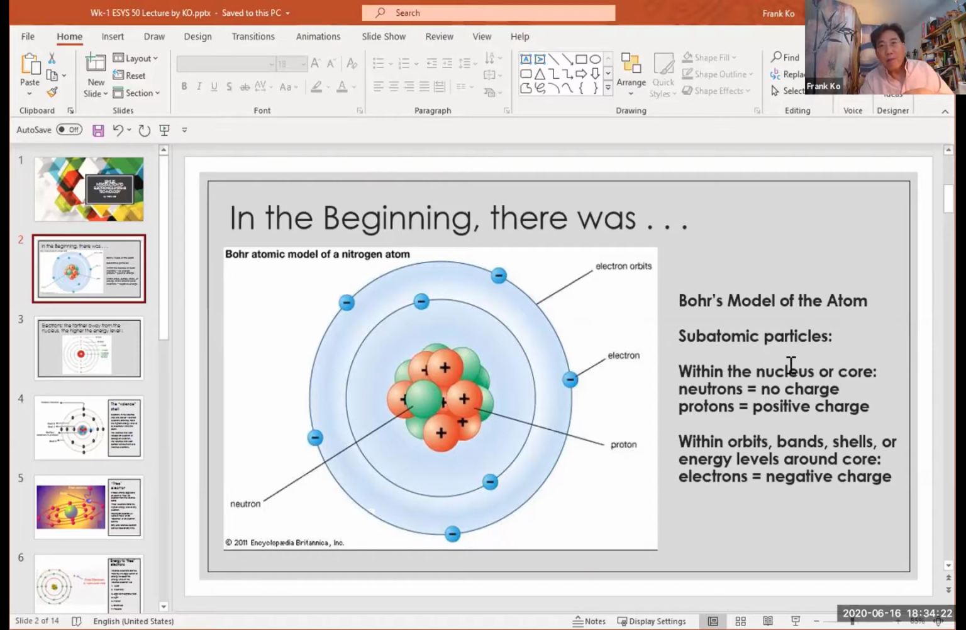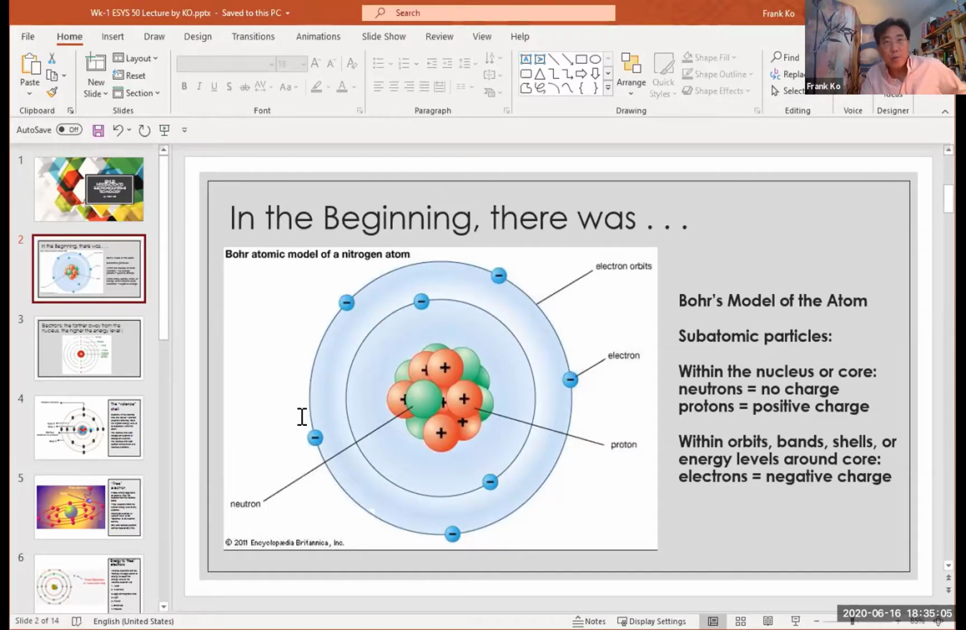The neutrons have no charge, and the protons have a positive charge. The electrons have a negative charge. Now, the electrons don't exist in the nucleus. The electrons exist around the nucleus, and they exist in what are known as bands, shells, or orbits, or electron energy levels. So as we look at this, we can see green and red for the neutrons and protons, and you see the little pluses for the protons, meaning they're positively charged. They exist in the nucleus. Around the nucleus happens to be these rings, and within the rings happen to be the electrons.